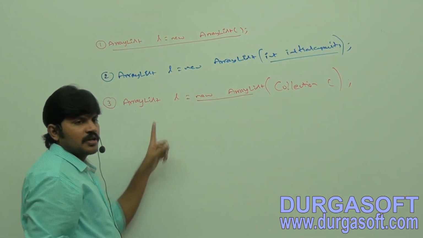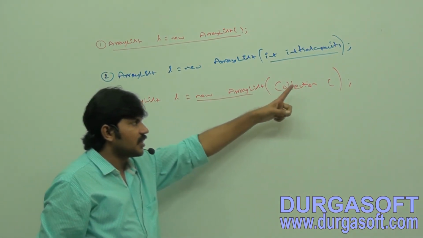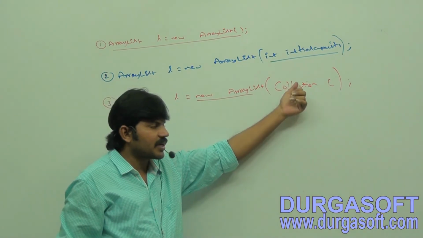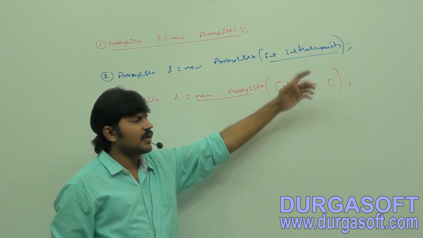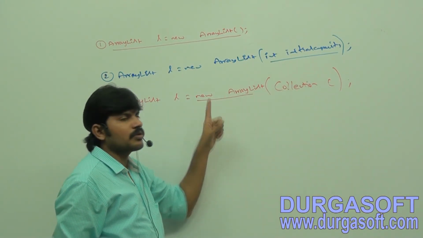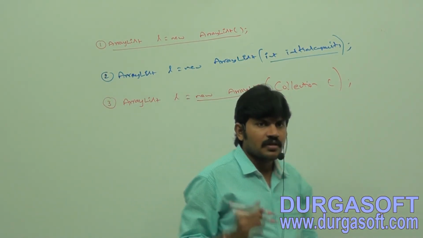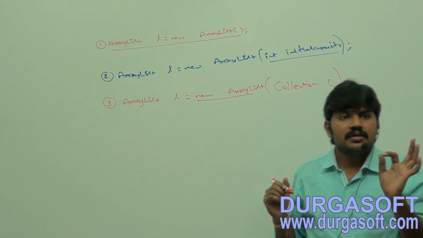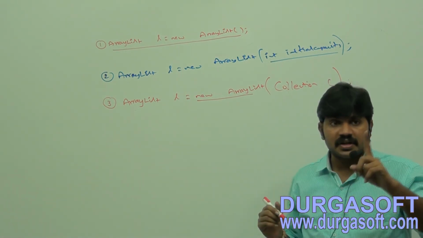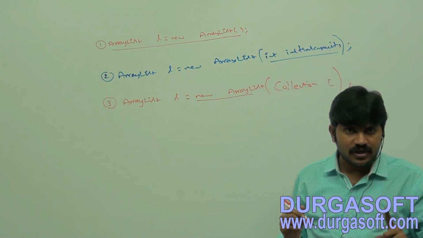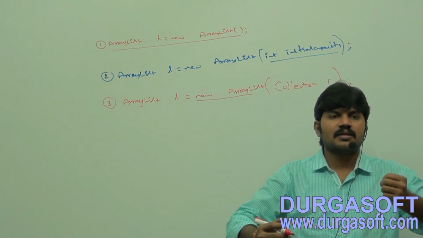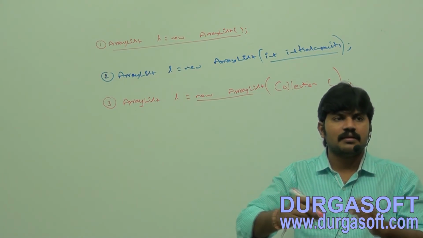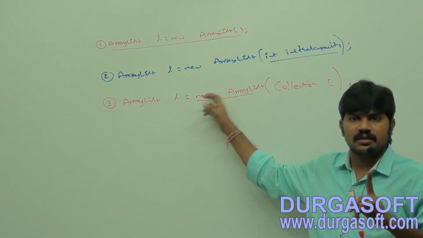Are you able to understand? It creates an equivalent array list object for the given collection. It may be Vector, TreeSet, HashSet, LinkedList, Stack, anything. For any collection, if you want to create an equivalent array list object, we have to use this constructor. This constructor is meant for inter-conversion between collection objects. If I want to convert from one collection to another collection, then we should go for this constructor, right?